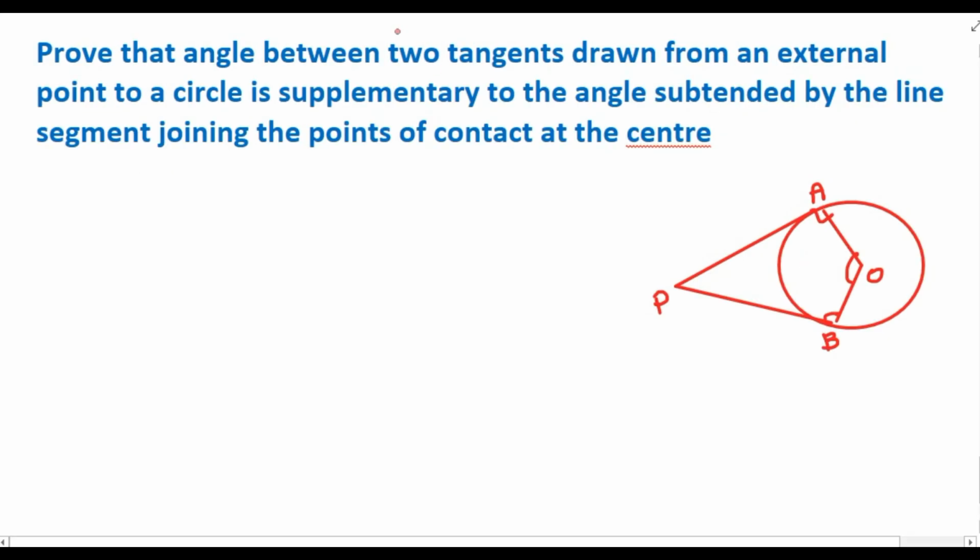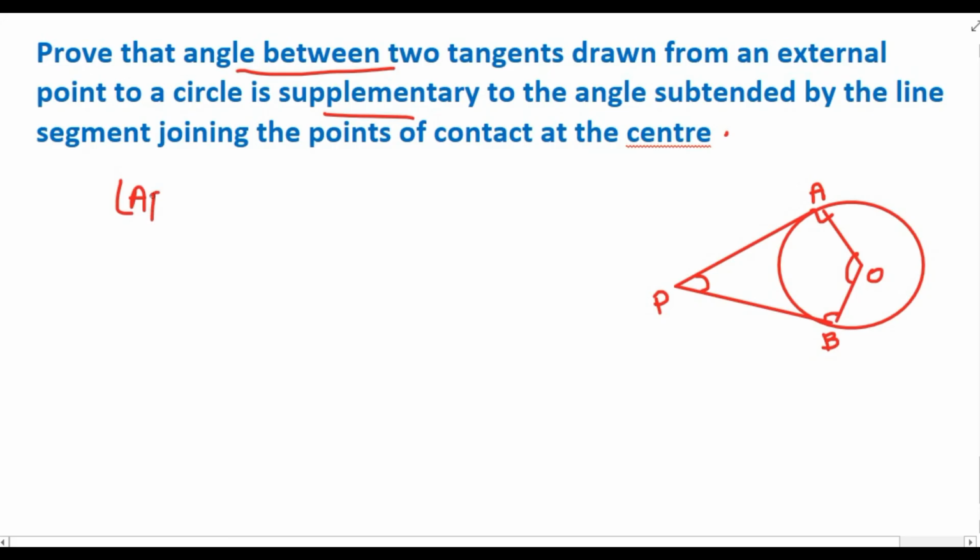Next one, prove that the angle between two tangents drawn from an external point to a circle is supplementary to the angle subtended by the line segment joining the points of contact at the center. So this is a big, lengthy statement, but it is very simple. Angle between two tangents drawn from the external point to the circle. So this is the angle between two tangents that is drawn from the external point P.